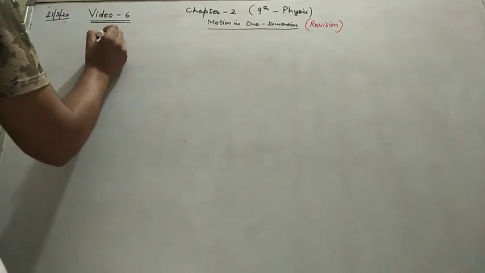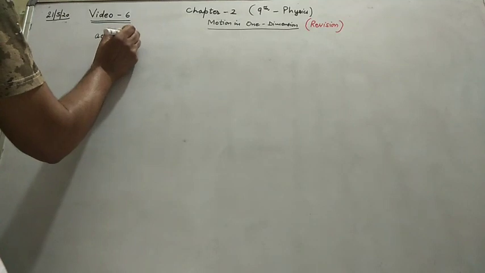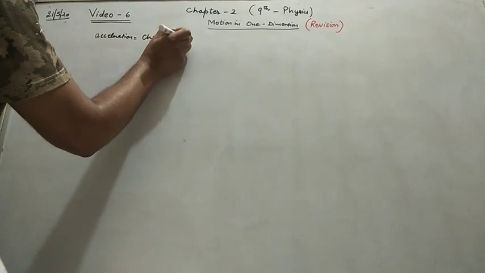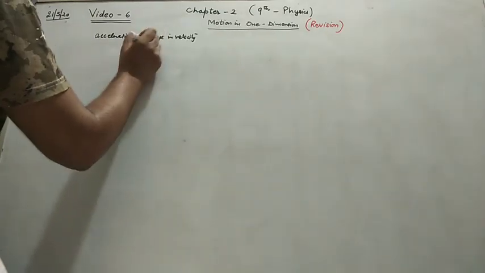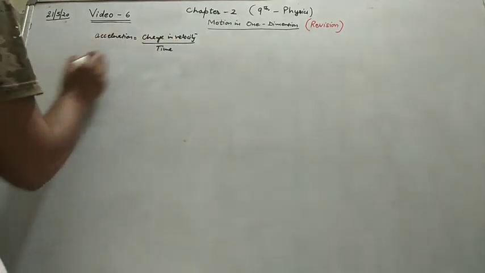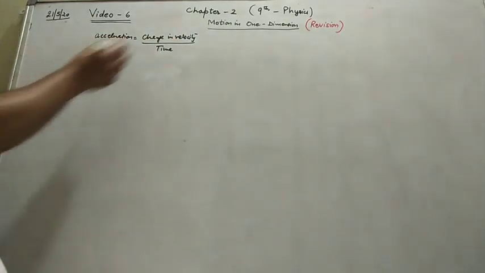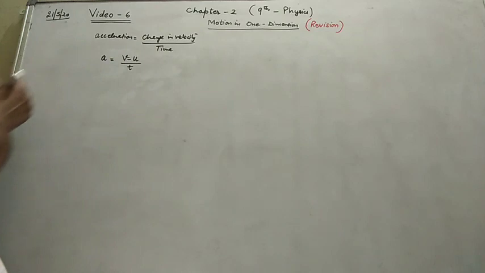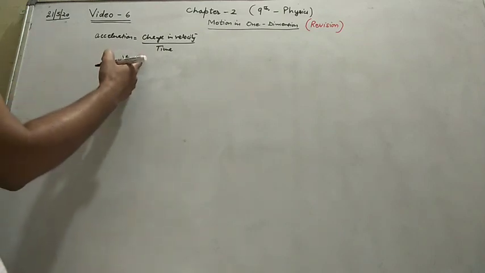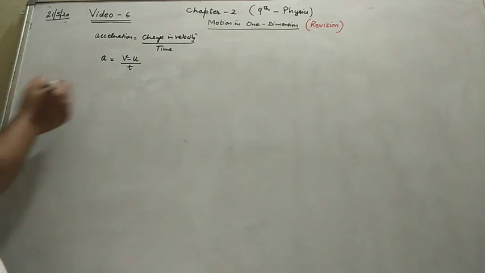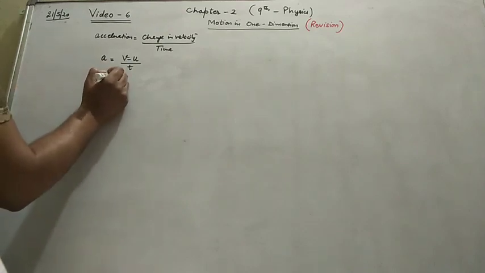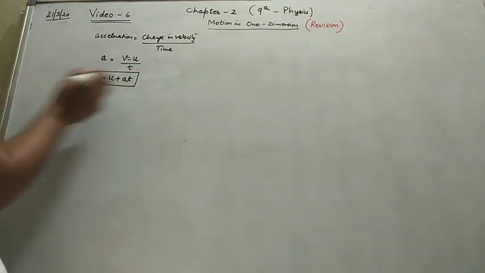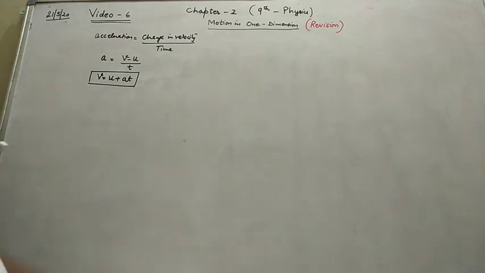As you all know, acceleration is equal to change in velocity upon time. Acceleration we can replace with change in velocity, that is (v minus u) upon t, where v is final velocity, u is initial velocity and t is time. By rearranging we can get v is equal to u plus at. This is the first equation of motion.